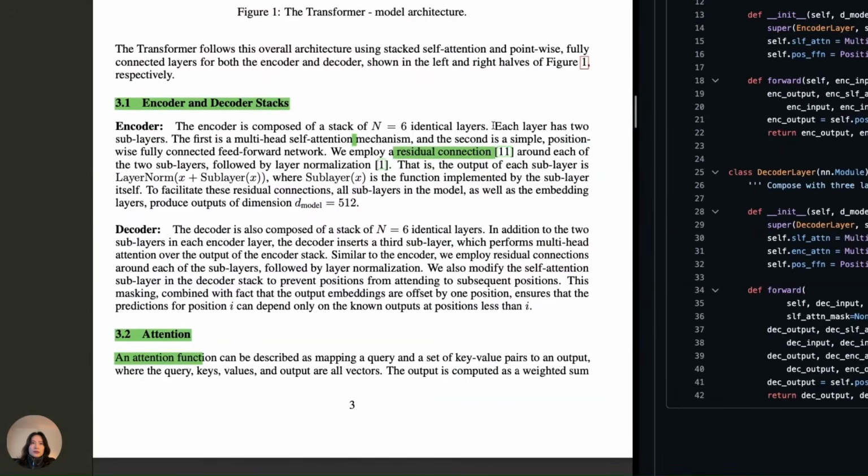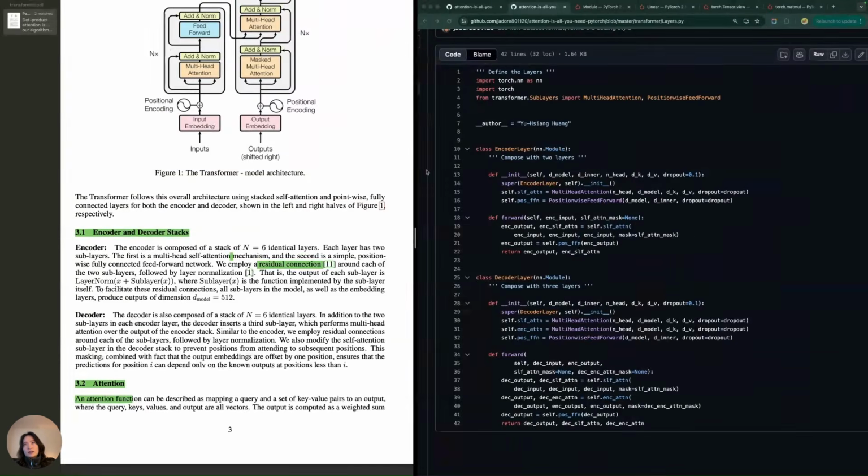Let's just read briefly a sentence. Each layer has two sublayers. The first is the multi-head self-attention mechanism, and the second is a position-wise fully connected feed-forward network. It is composed of a stack of 6 identical layers. And here in the encoder layer, instead of writing down the same identical layer 6 times, what they did, in a very Pythonic way of thinking, is that we can reuse it across these layers.